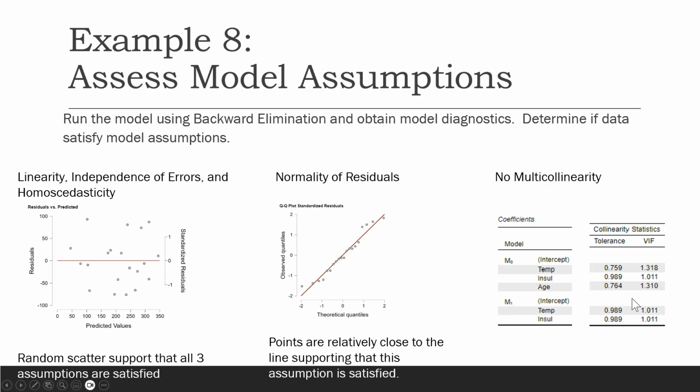Now, when I look at my model, I'm going to look at that last model there. As long as my VIF statistics are less than 10, I have satisfied that I have no multicollinearity. So I can believe the results of any F test or especially the hypothesis test for my coefficients. Since both VIF values are less than 10, I know that I have no evidence of multicollinearity. So all of my assumptions in this example have been satisfied.